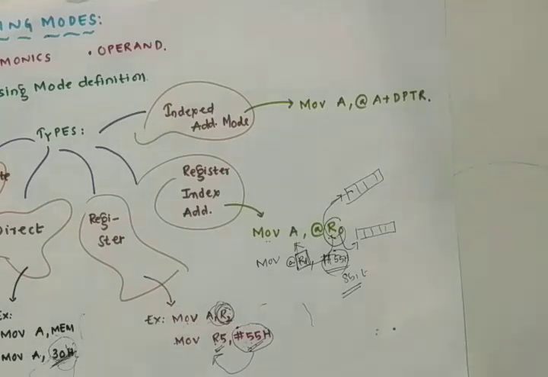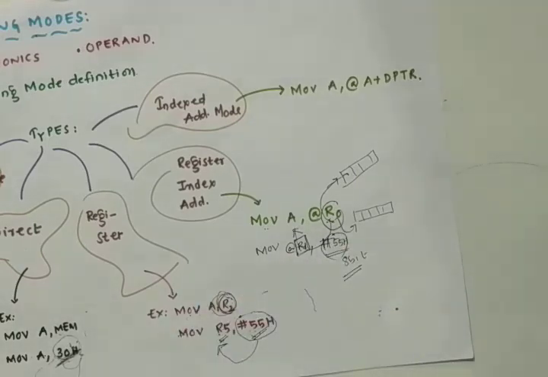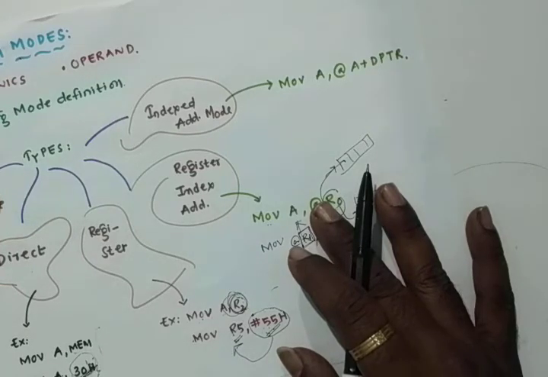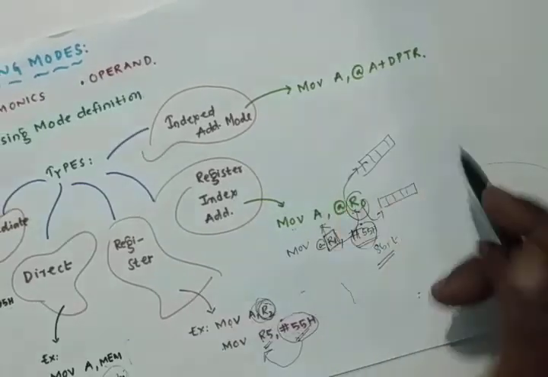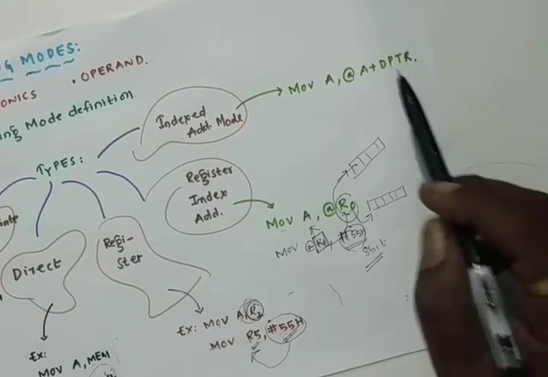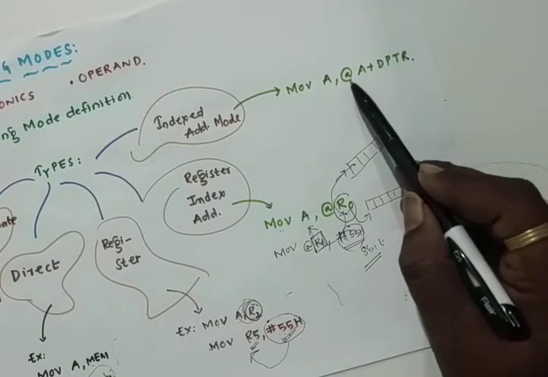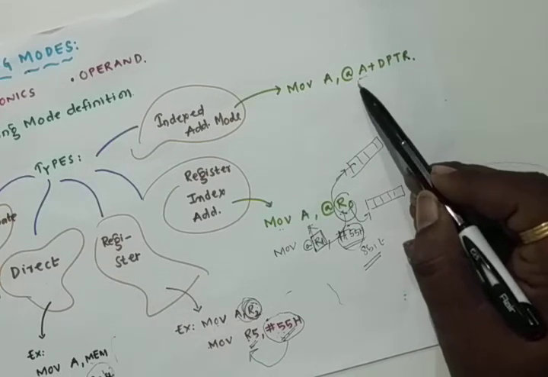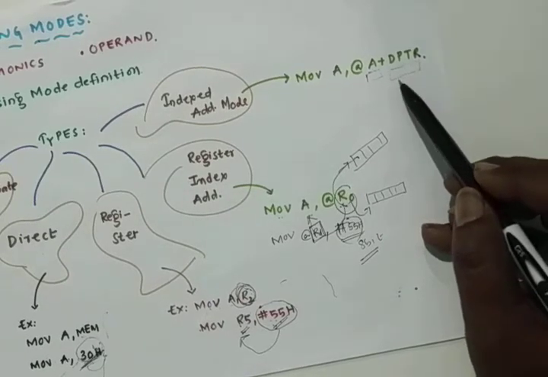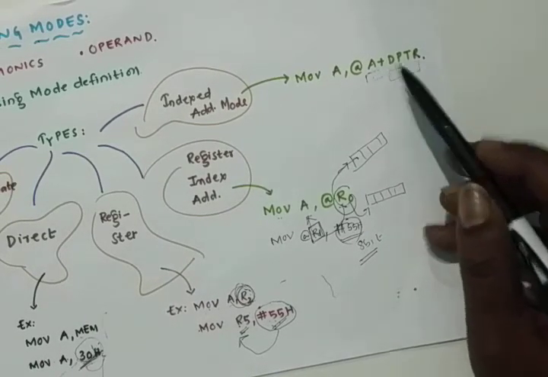The next one is the index register addressing mode. In this addressing mode, the address of the operand is formed by adding the content of A and the 16-bit data pointer register. Here A is having data, and to it we are adding the data of the data pointer register, so that these two will be added and give one address.